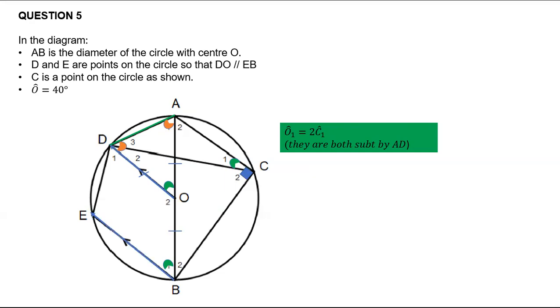And C is a point on the circle as shown. Okay, fine. And they said O is equal to, I think that was supposed to have been O1. Let me correct it quickly.